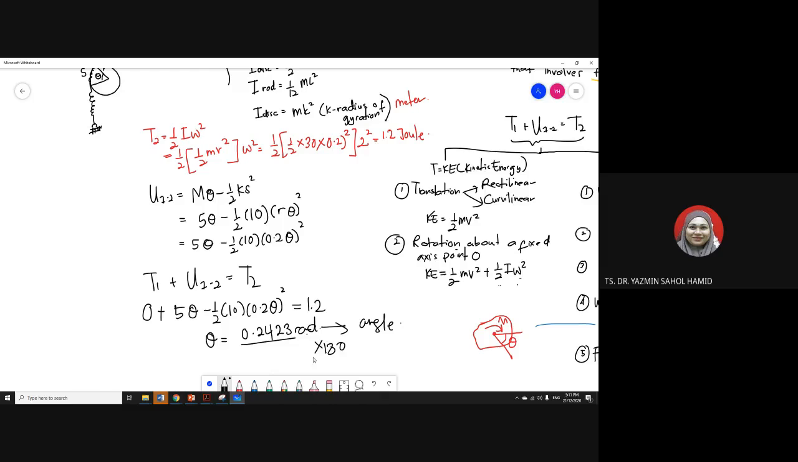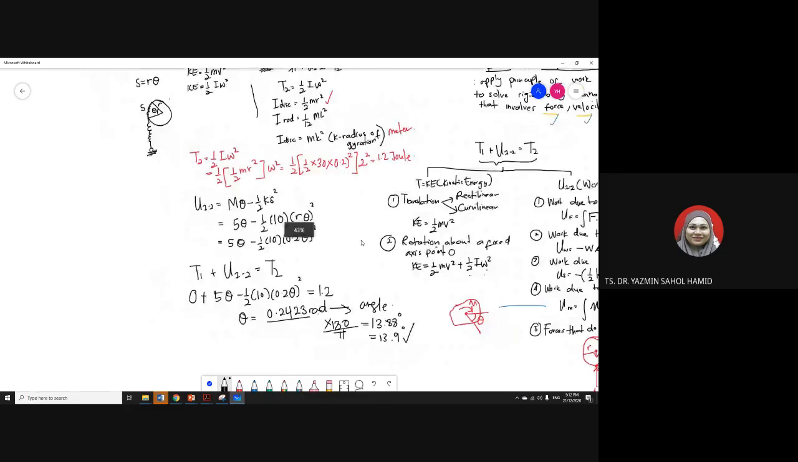Kalau nak tukar ke angle macam mana? Multiply 180 divided by pi. So you multiply dengan 180 divided by pi dapat berapa? Dapat apa? 13.88. Okay, so around 13.9 degrees, angle. Betul, itu jawapannya.